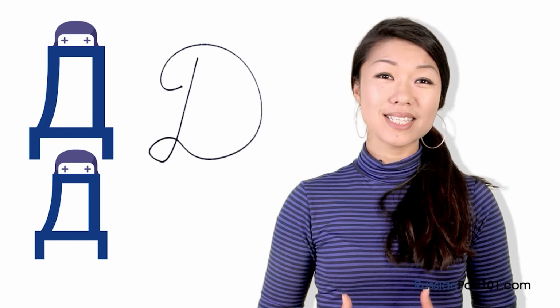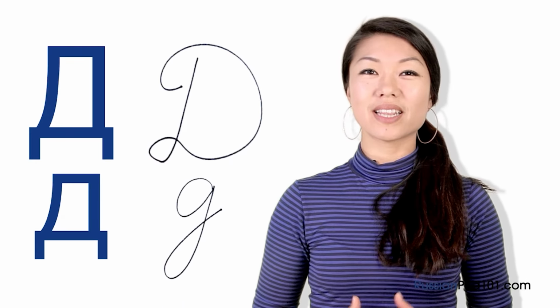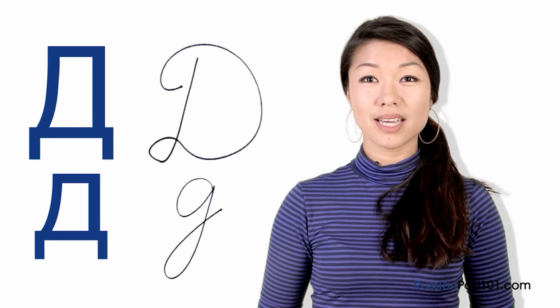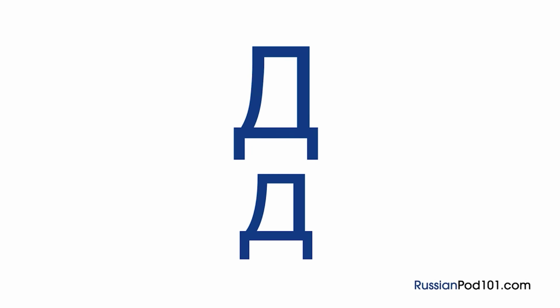Unfortunately, D isn't such a nice friend when it comes to the lowercase. It looks just like a lowercase English G. This means you should have no problem writing it, but it's easy to accidentally read it as a G. Now we'll write them.